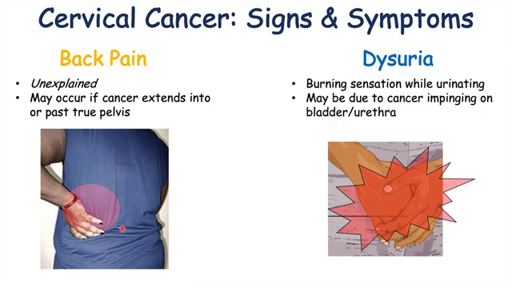So if there's something pushing on the bladder or the urethra, and when an individual urinates, there can be some burning from that impingement. So again, these findings, including back pain and dysuria, are going to be findings that occur later on in the disease, so in later stages of the disease. So most commonly, a patient will experience abnormal vaginal bleeding and vaginal discharge before they have some of these other findings, including back pain and dysuria, and the other findings we're going to talk about here in a moment.